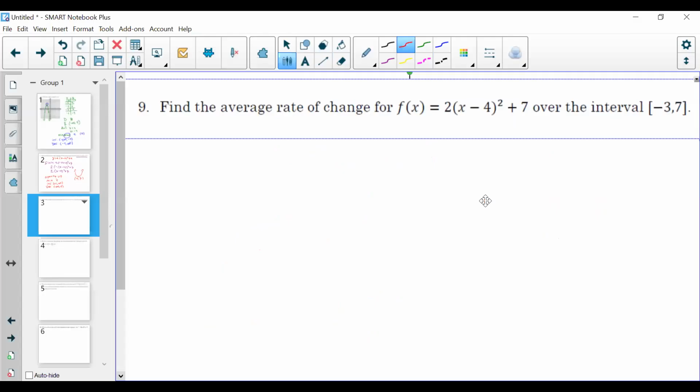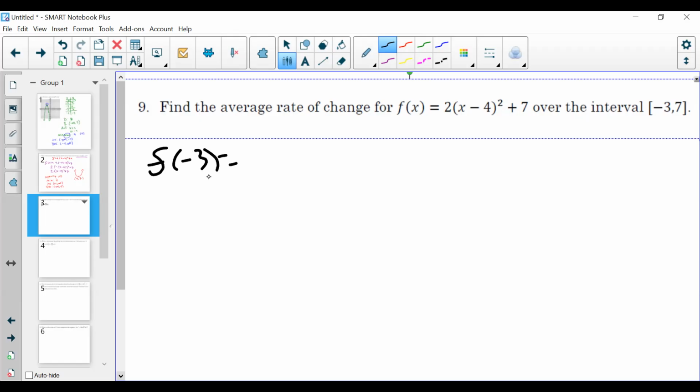Example 9, find the average rate of change for this quadratic over the interval -3 to 7. So for this, what we're going to figure out first is I need to figure out what are the y values for this -3 to 7, right? The -3 to 7, that's your x interval, the interval from an x value -3 to an x value 7. So the first thing I'm going to do is figure out, well, what's f of -3, sorry.